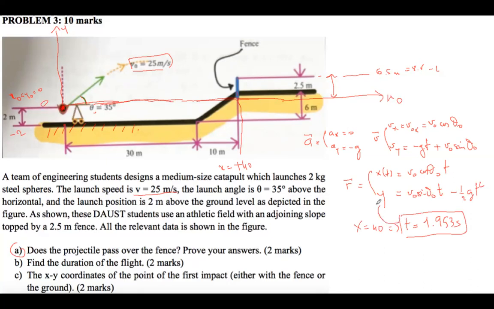And then I plug it in the y to get the y at that time, 1.95. So if you do that, you get a y of 9.30 meters. So of course, this 9.30 is bigger than 6.5. So this is larger than 6.5 meters. So I'll go over the fence. So basically this will go over the fence, okay? Because at 40, I will be at 9.30 from here, okay? So this here will be 9.3, and it's bigger than this, which is 6.5. So indeed, I will pass over the fence.